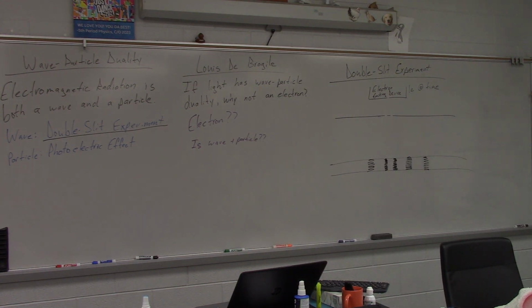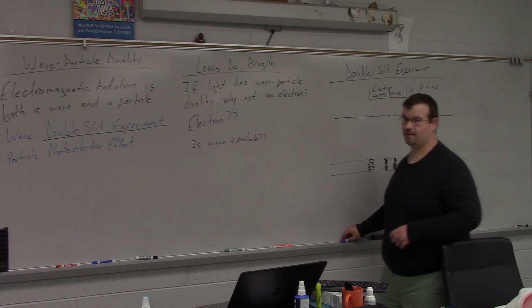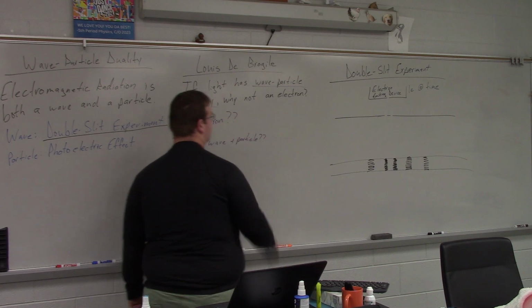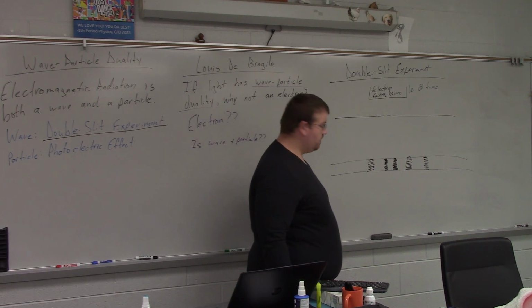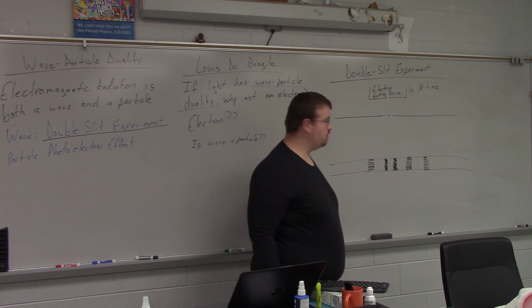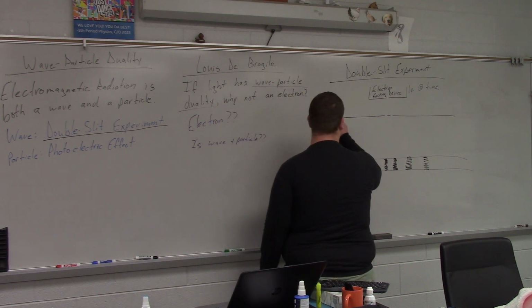What are interference patterns qualities of? Waves. Waves. But what's an electron? Particle. No. So, de Broglie had the idea. Interference pattern is a quality of waves. Particles cannot do this. So what does this mean for the electron? Double slit experiment.